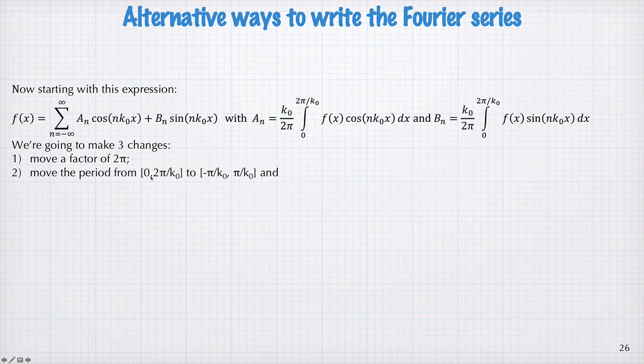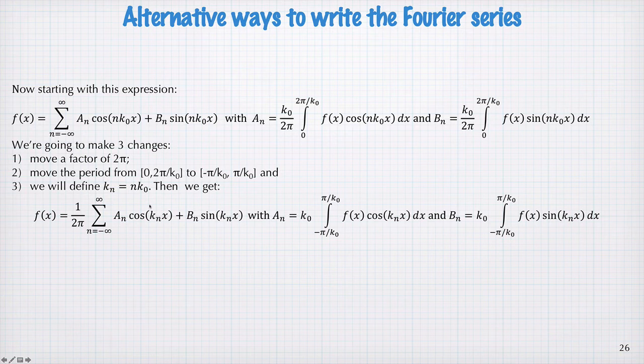The second change is we're going to change the interval of integration, not its total length, but just move the offset so that it's symmetric now about the origin. So it used to be from 0 to 2 pi on k naught. Now we're going to integrate over the same distance but symmetrically about the origin. And finally, just to make our nomenclature a bit easier, every time we have an n times k naught, we're going to call that k_n. Making these three changes, we can write the Fourier series like this. So here's our factor of 2 pi out the front. Our definitions of a_n and b_n have changed a little, and we get this expression here for the Fourier series.